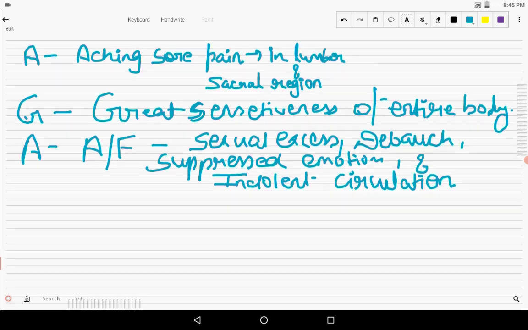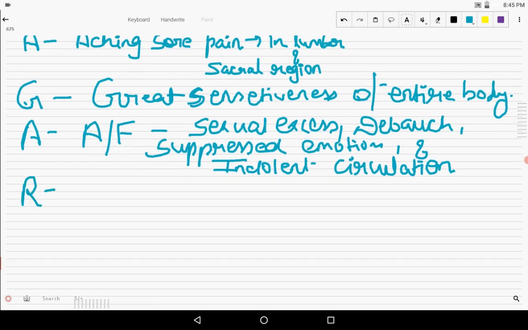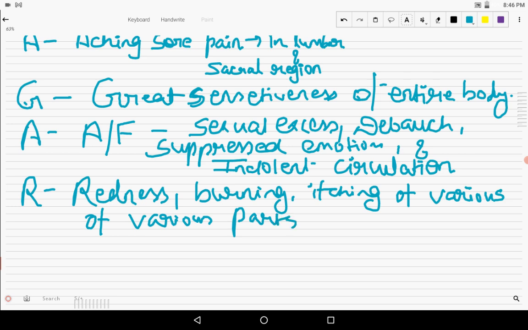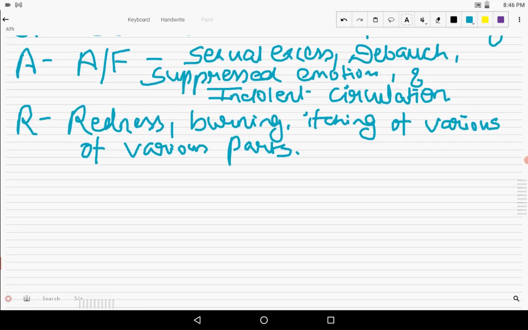Okay, so next letter is R. R stands for redness, burning, itching of various parts. So in Agaricus, we all know that Agaricus is a very good remedy for children. So in Agaricus, there is redness, burning, itching of various parts like face, nose, ears, hand, foot, etc. You can also write like face, eyes, nose, hands, foot, etc.